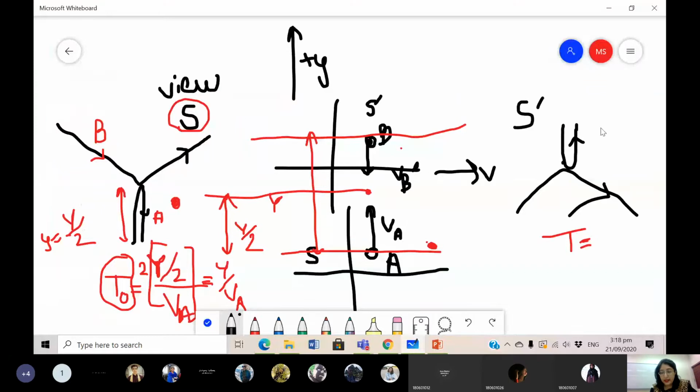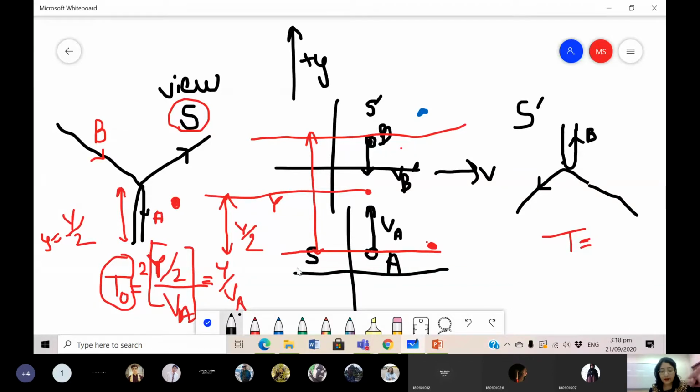Okay, now if the observer is in this frame, I'll use the blue pen. If the observer is in frame S dash, as seen from S dash, B is going to move down and then up, but A is going to appear to move not in this direction, but backwards.